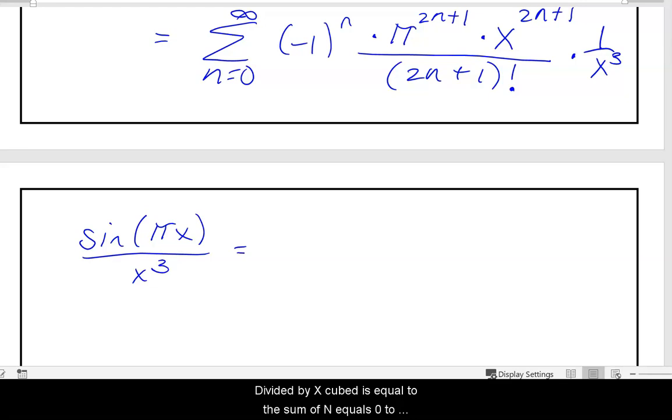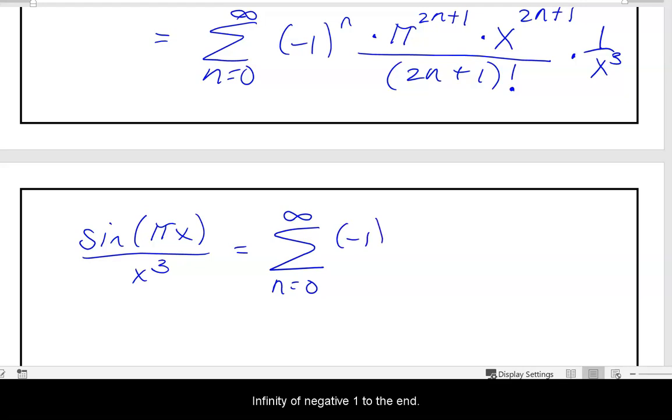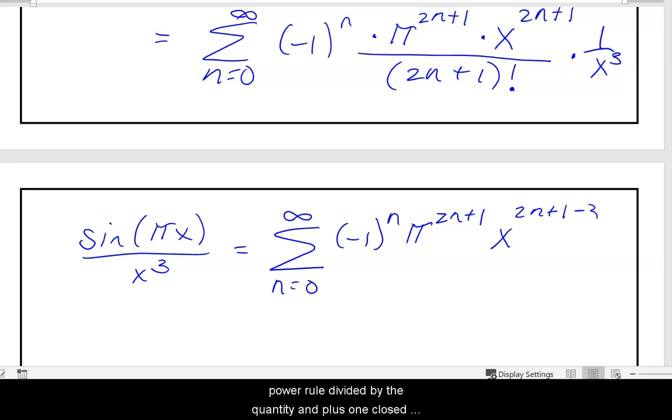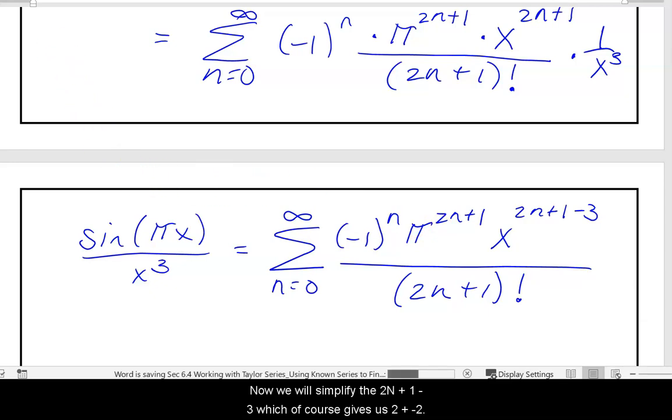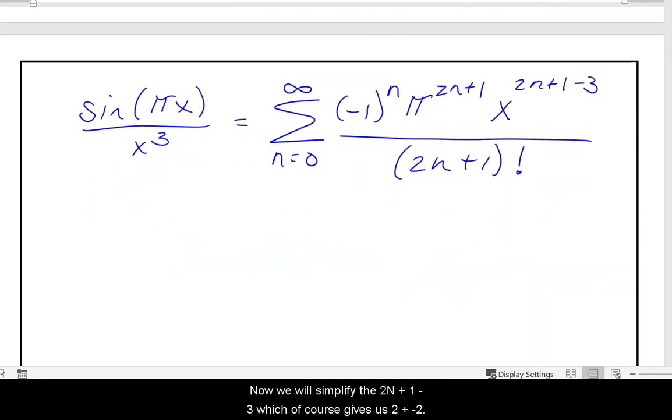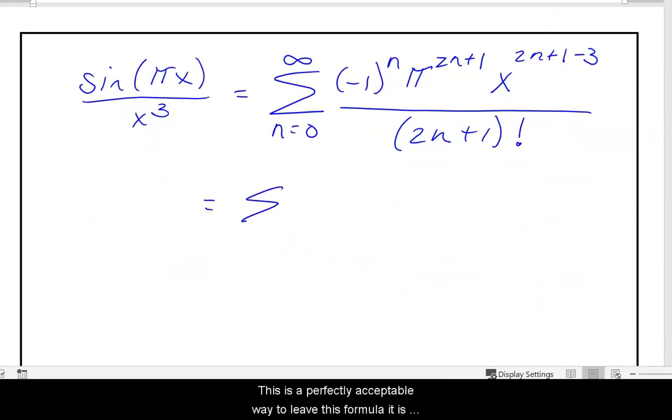That will let us write in the next line down that the sine of pi x divided by x cubed is equal to the sum of n equals 0 to infinity of -1 to the n pi to the 2n plus 1 times x to the 2n plus 1 minus 3 from the power rule divided by the quantity 2n plus 1 closed quantity factorial. Now we will simplify the 2n plus 1 minus 3, which of course gives us 2n minus 2. This is a perfectly acceptable way to leave this formula.